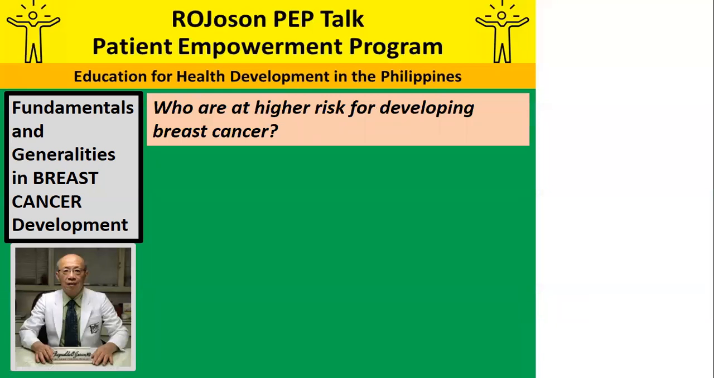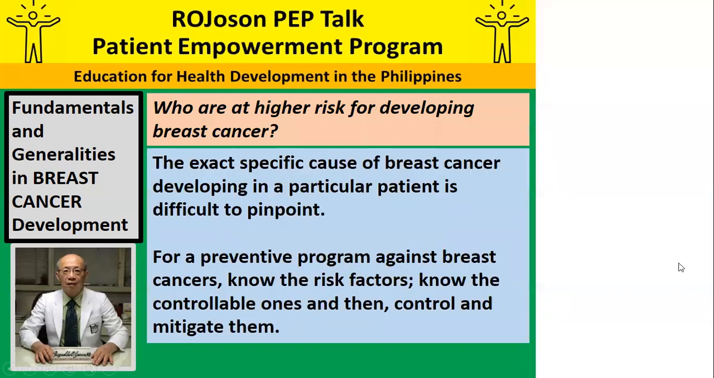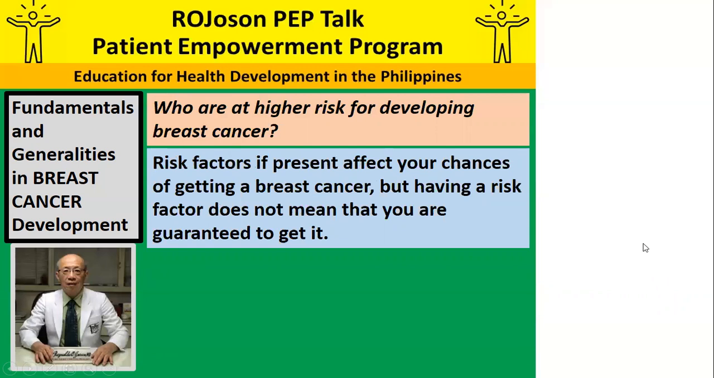So who is at higher risk for developing breast cancer? The exact specific cause of breast cancer developing in a particular patient is difficult to pinpoint. For a preventive program against breast cancer, know the risk factors, know the controllable ones, and then control and mitigate them. Risk factors affect your chances of getting breast cancer, but remember, having a risk factor does not always mean that you are guaranteed to get it.